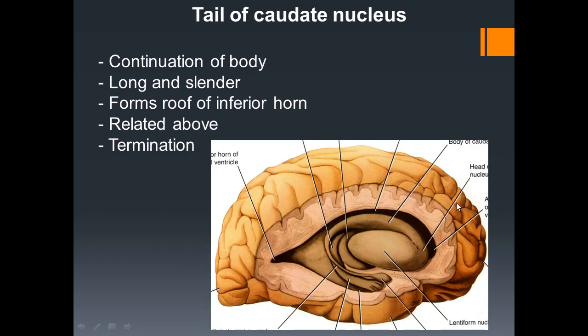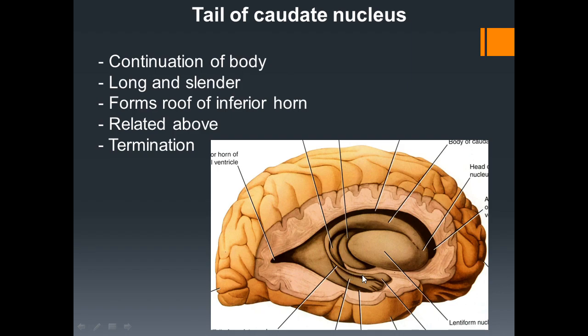Now the tail of the caudate nucleus. Here this is the tail of the caudate nucleus. It is a continuation of the body. It is long and slender and forms the roof of the inferior horn of the lateral ventricle. Now here this is the inferior horn of the lateral ventricle. So this tail of the caudate nucleus is situated in the roof of the inferior horn of the lateral ventricle.